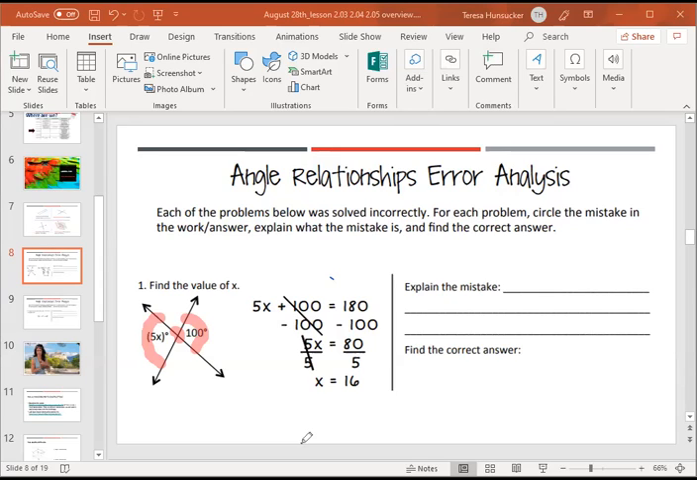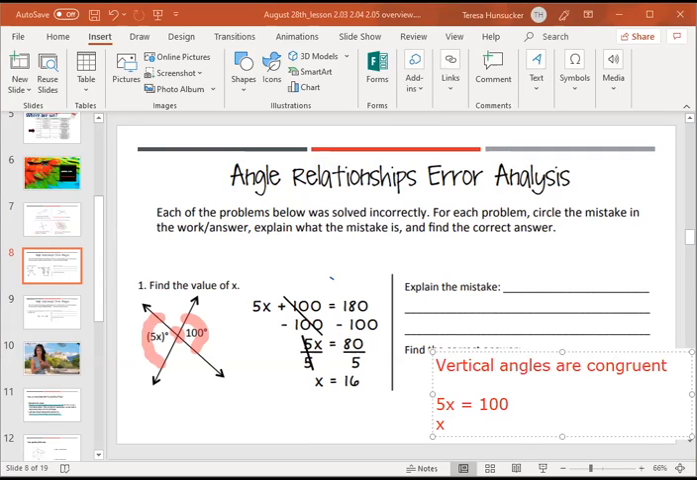So what's x? If 5x is 100, what would the x value be? Can you all tell me real quick? So we're just going to do vertical angles are congruent. We put 5x equal to 100 and x is 20. Any questions there? We good?